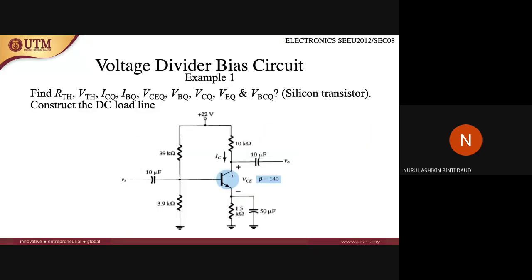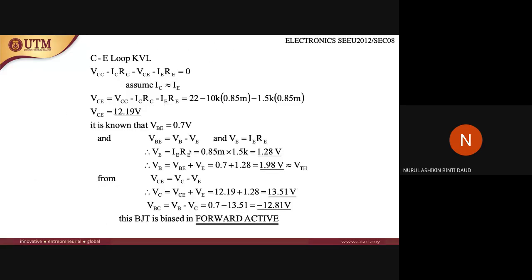For this kind of circuit, try to solve it step by step. Don't rush and slowly solve this circuit. Even though the circuit looks very complex, it is not too difficult to solve if you follow the steps accordingly.